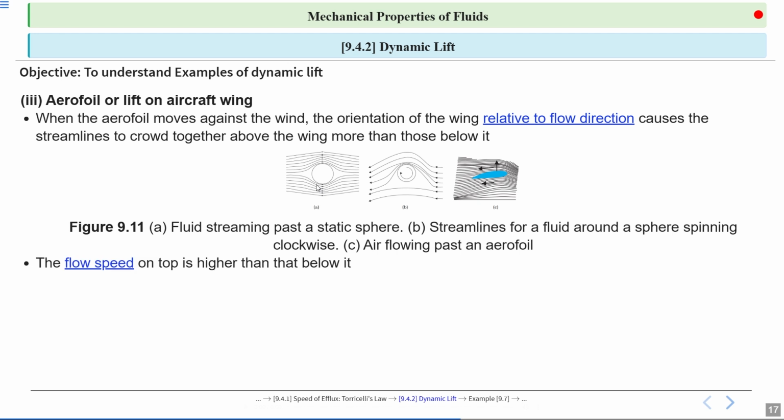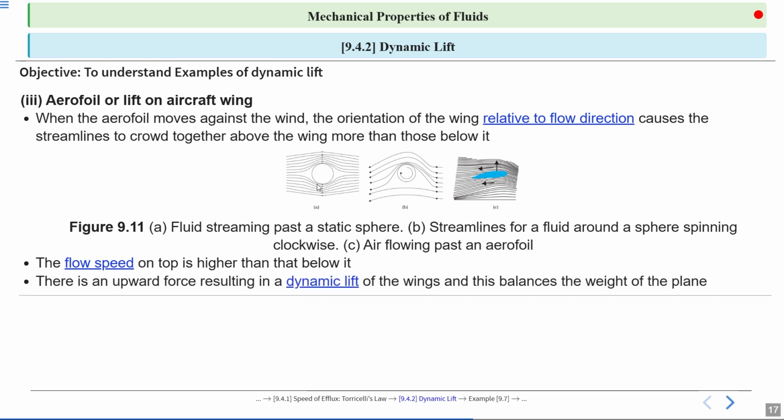So, the air moves faster over the top surface of the wing than it does underneath. According to Bernoulli's principle, when the speed of a fluid increases, its pressure decreases. So the higher speed on the top means lower pressure above the wing, while the slower air below means higher pressure underneath.